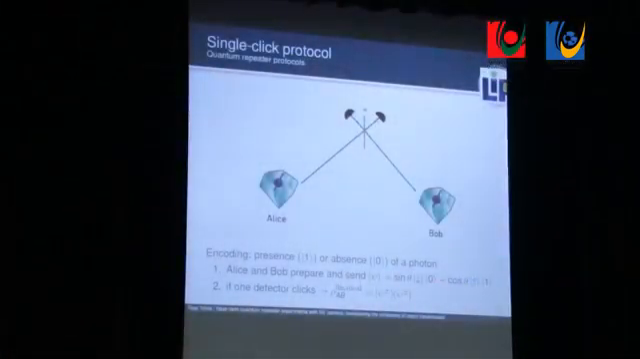So Alice prepares these states. With a certain probability, she sends a photon. With a certain probability, she doesn't. Bob does the same. And they both send the state through those fibers. There's a beam splitter here, which means that with 50% chance, the photon will go through, and with 50% chance, it will be reflected.